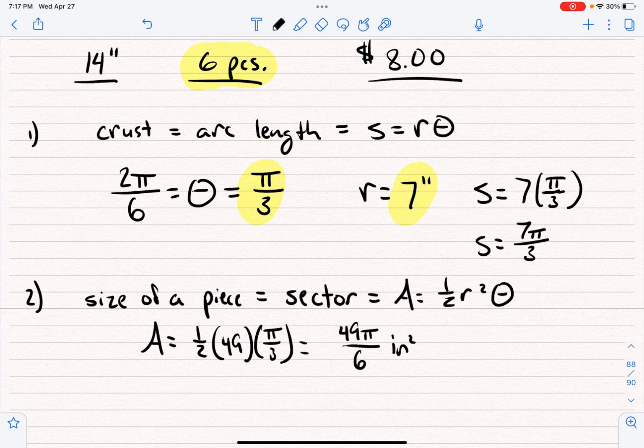We're not talking about thickness. We're not talking about volume. We're talking about surface area here, just on the top surface area. Okay, and so that's how we find the crust length, and that's how we find the size of a piece.